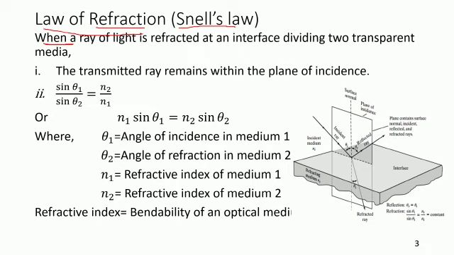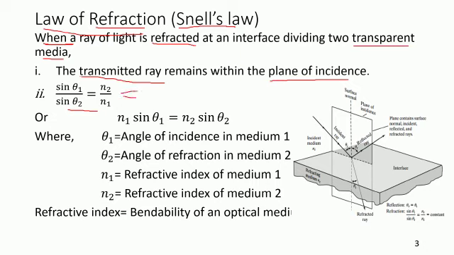When a ray of light is refracted now at an interface dividing two transparent media, then the transmitted ray remains within the plane of incidence, and secondly, the ratio of the sine of the angle of incidence, which is now represented by theta 1, to the sine of the angle of refraction in the second medium, which is represented by theta 2, this must be a constant.